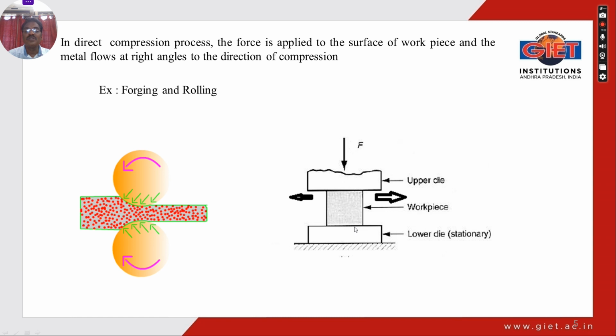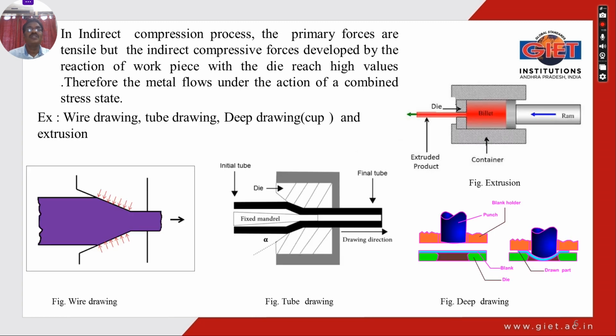In the forging process, one die is kept fixed and the other die, called the upper die, is movable. After placing the work, the load is applied onto the material by the upper die, so the metal is compressed and flows at right angles to the direction of load applied, on either side. This is the forging and rolling process. 30 to 40% of products are made by rolling and forging.